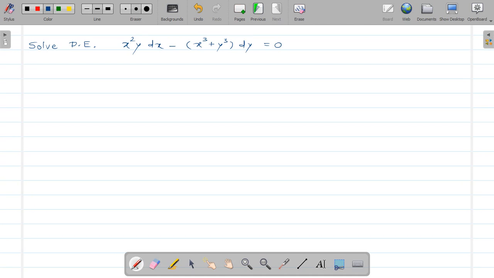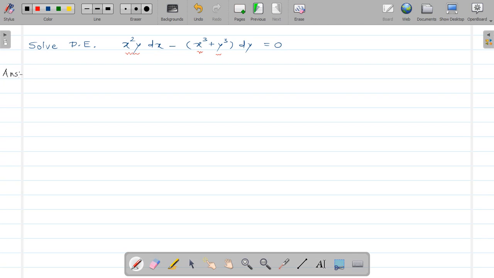Now here from exercise 8.4, today we are going to solve the differential equation which is homogeneous, given to you. That is, x square y dx minus (x cube plus y cube) dy is equal to 0. If you observe here, the degree of x square y is 3 because the index of x is 2 and the index of y is 1. So 2 plus 1 is the degree of that particular term. Similarly, the degree of x cube is 3 and the degree of y cube is also 3. So this is a homogeneous differential equation of degree 3.